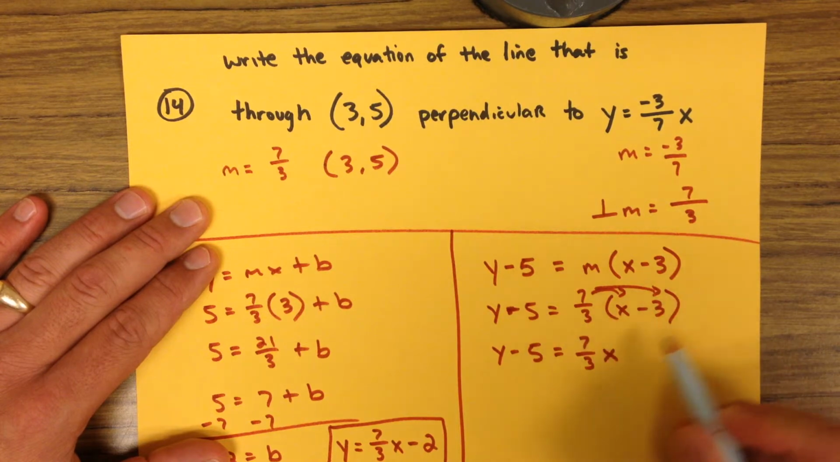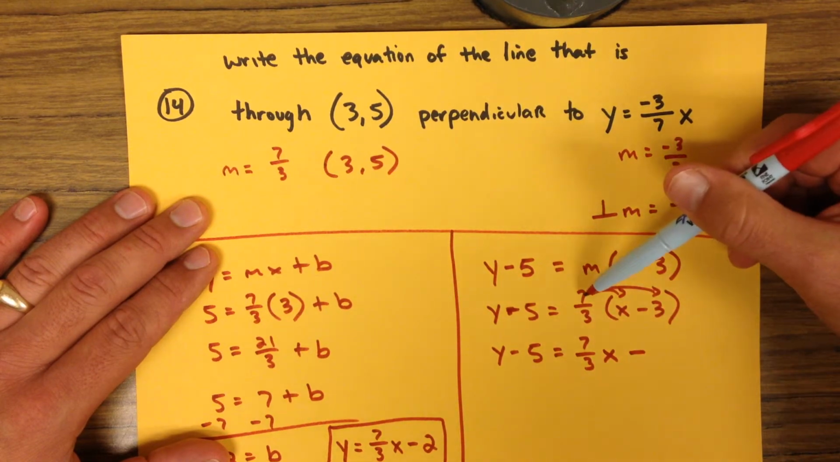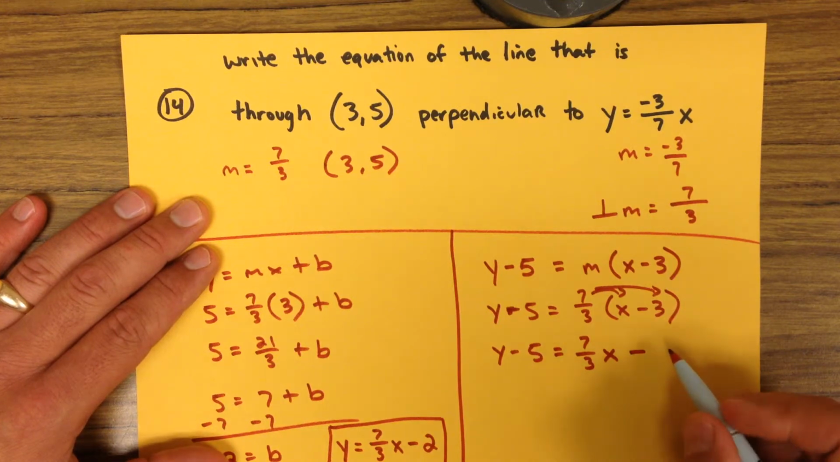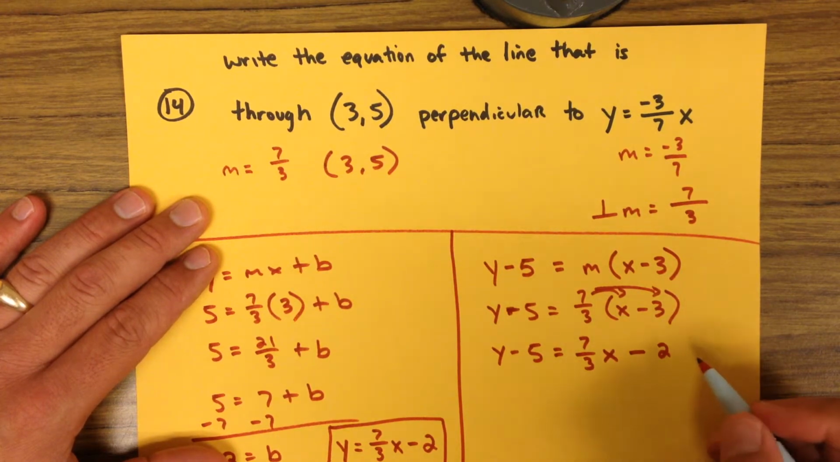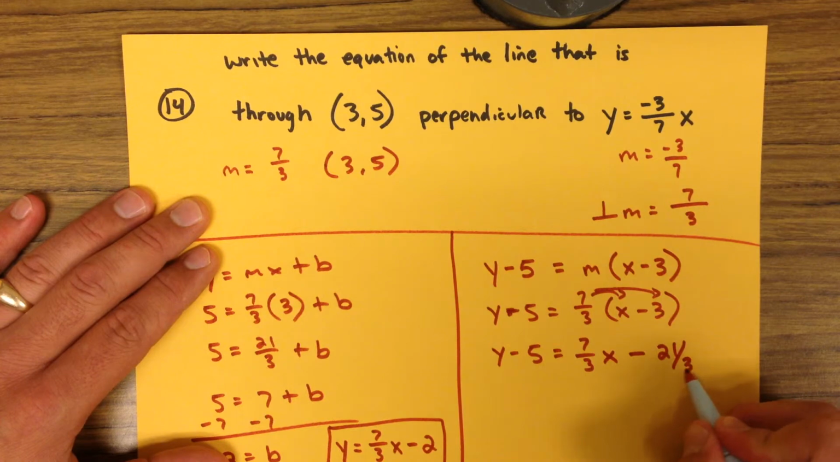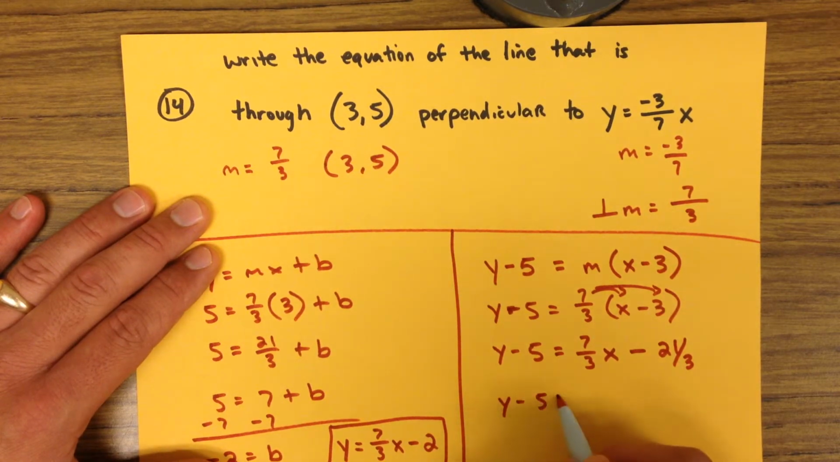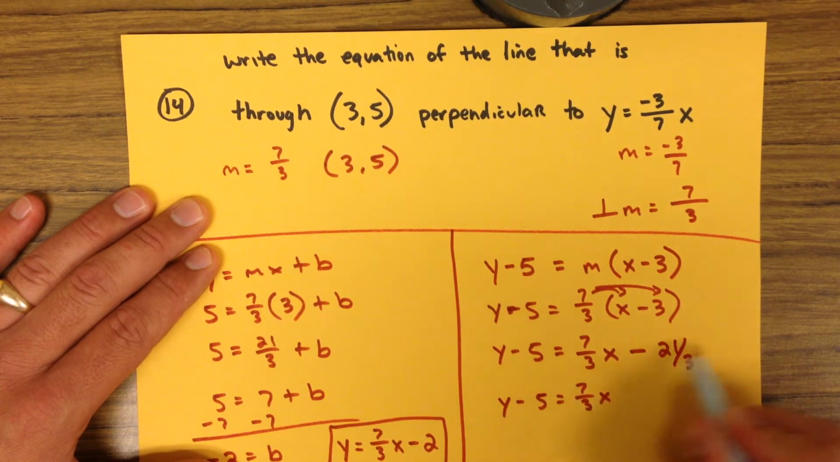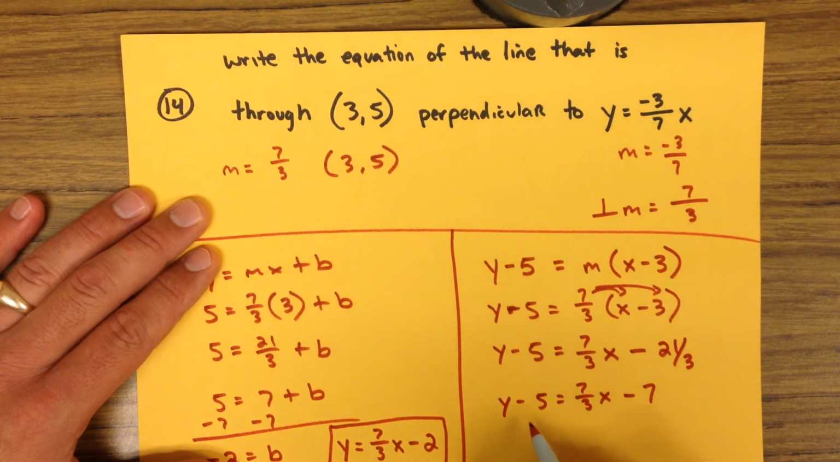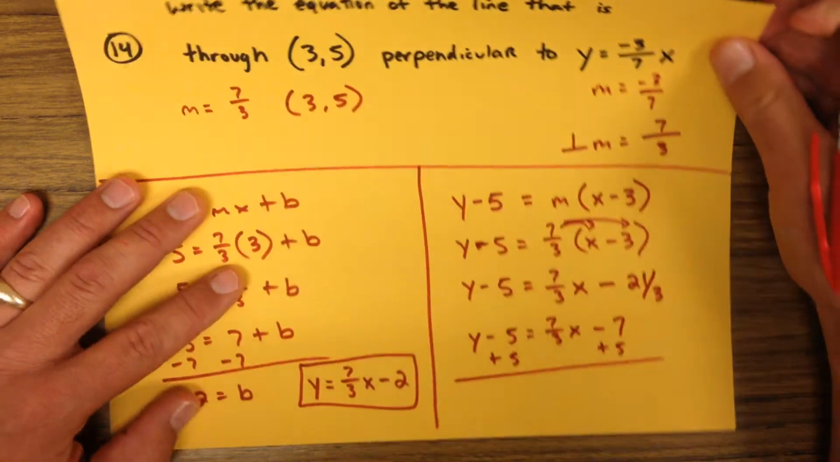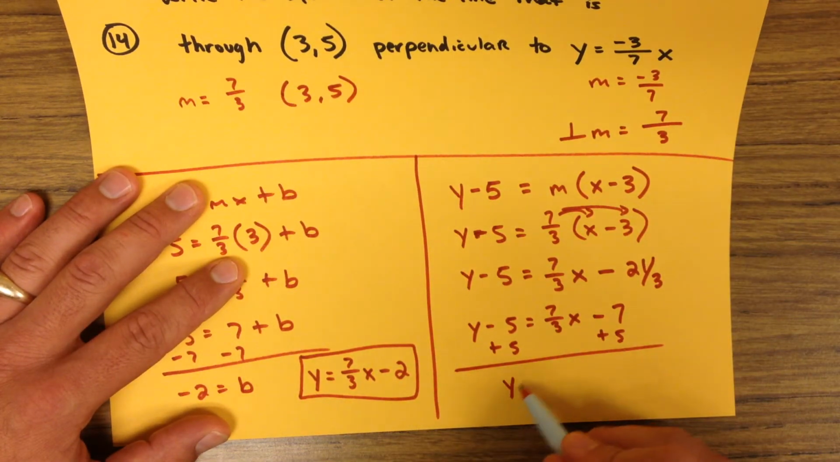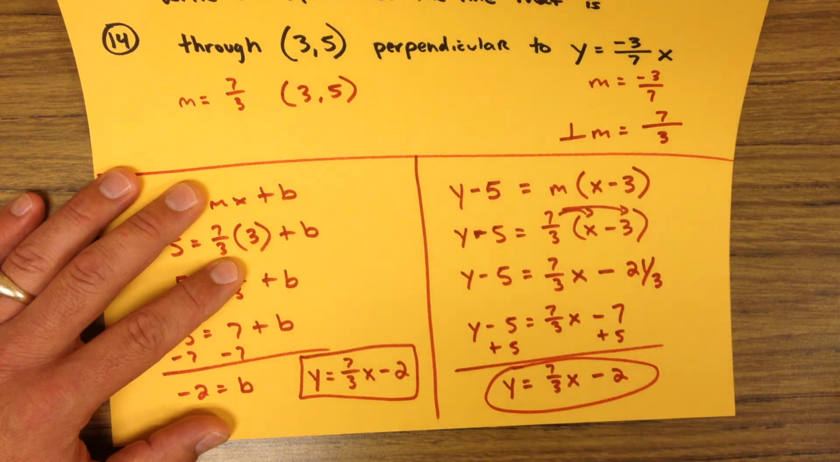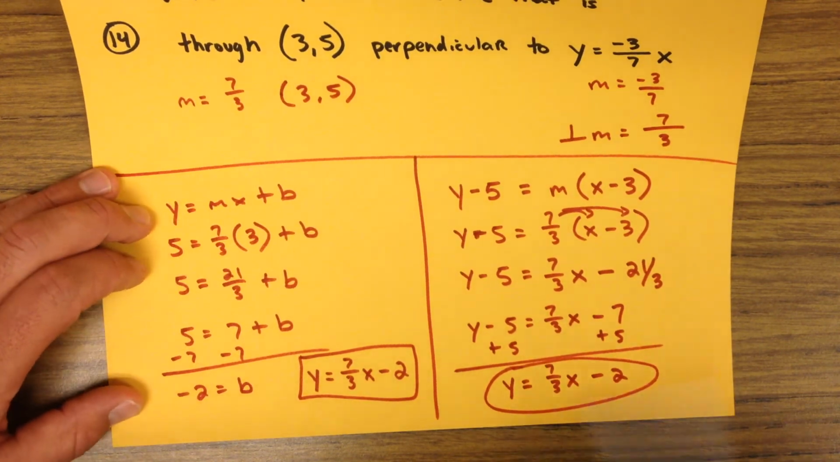7/3 x minus 7/3 times 3 is just 21/3, which reduces to 7. Add 5 to both sides, and y equals 7/3 x minus 2. You see, it doesn't matter which way I did it, I get the same answer.